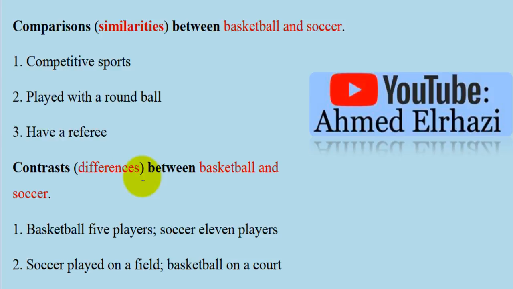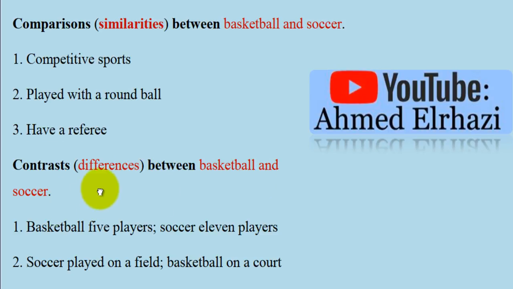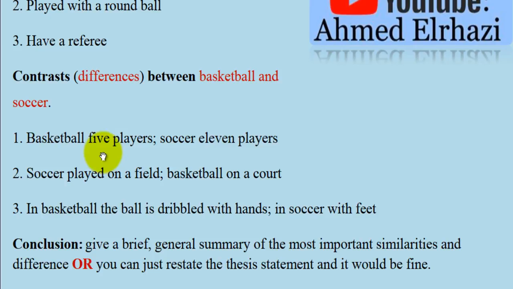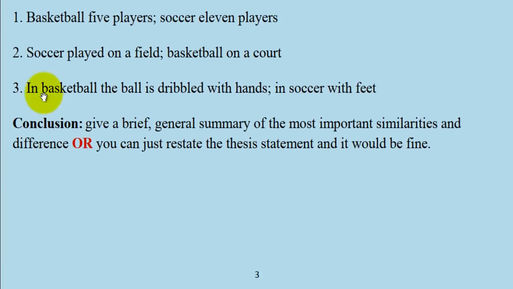Contrast the differences between basketball and soccer. Differences: basketball is played with 5 players, soccer with 11 players. Number 2: soccer is played on a field, basketball on a court. Number 3: in basketball the ball is dribbled with hands, in soccer with feet.